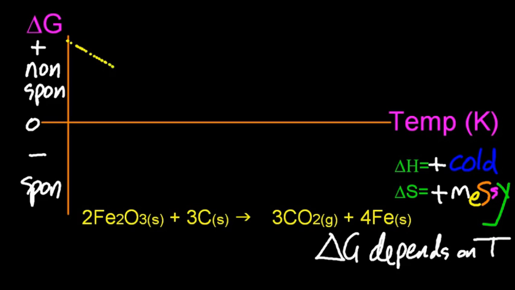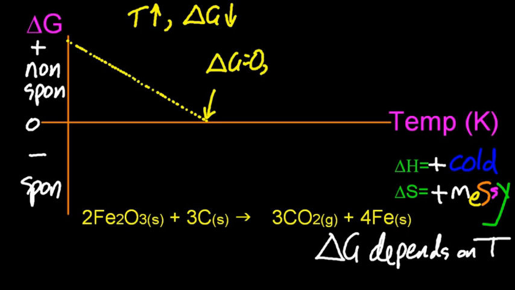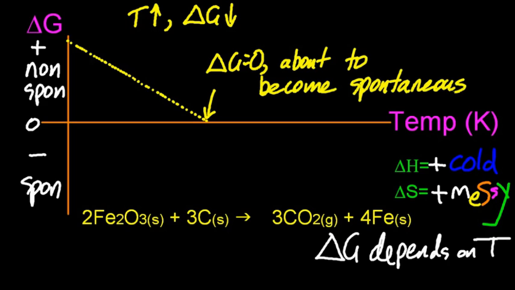Well, it should be clear that as temperature goes up, delta G goes down. And at this point here, well, that's important. There, delta G is 0, and it's about to become spontaneous at delta G equals 0. It's also equilibrium, but the IB doesn't need you to know that. That's 840 Kelvin. So that's the magic temperature. At 840 Kelvin, this reaction will actually start. And as you increase the temperature further, delta G becomes more and more negative.